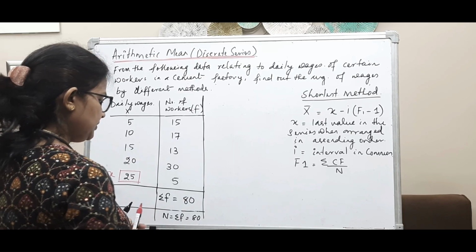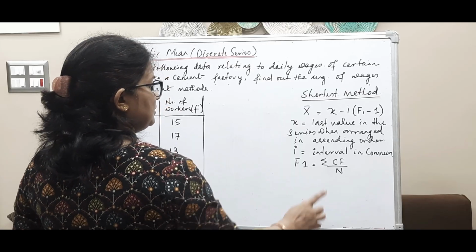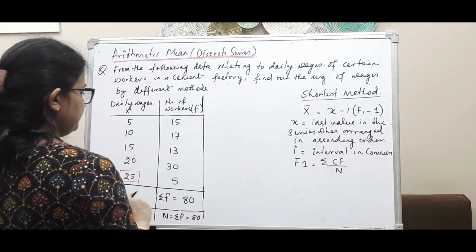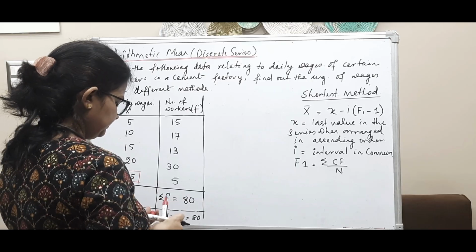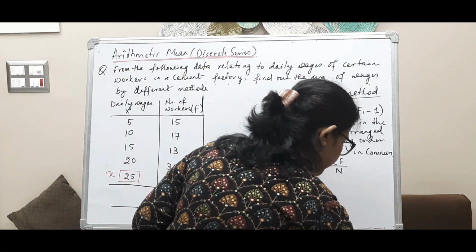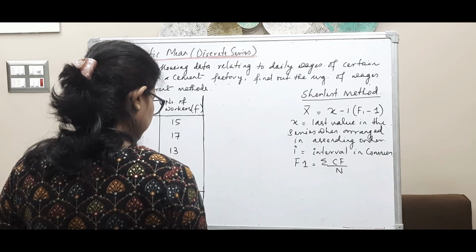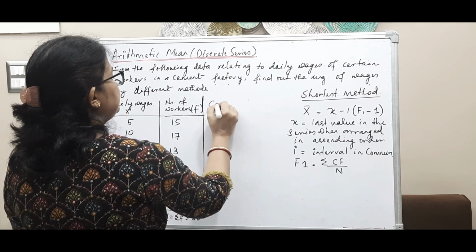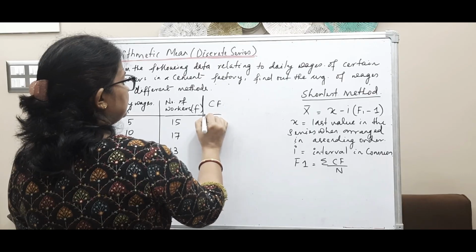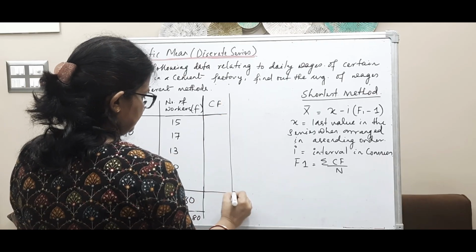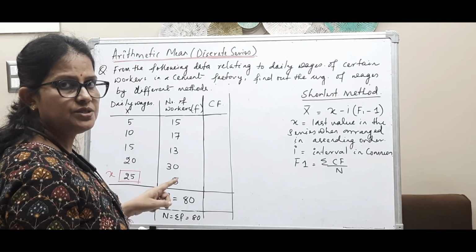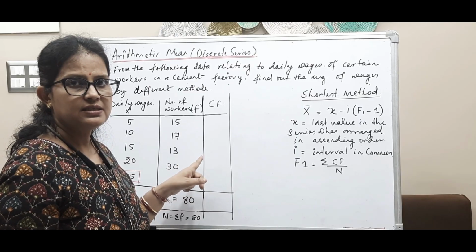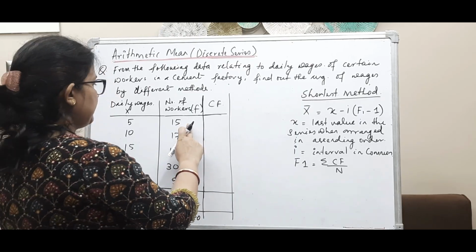Now what is next? We need to find F1, so we need to find the cumulative frequency. If you see here, the frequency we know. So what is the cumulative frequency here? We can calculate the cumulative frequency here. Actually, this method is very much used where the frequency is there, means for discrete series. So here we can write the cumulative frequency.